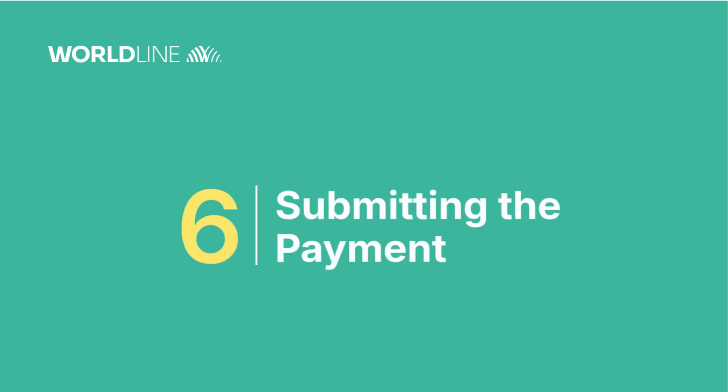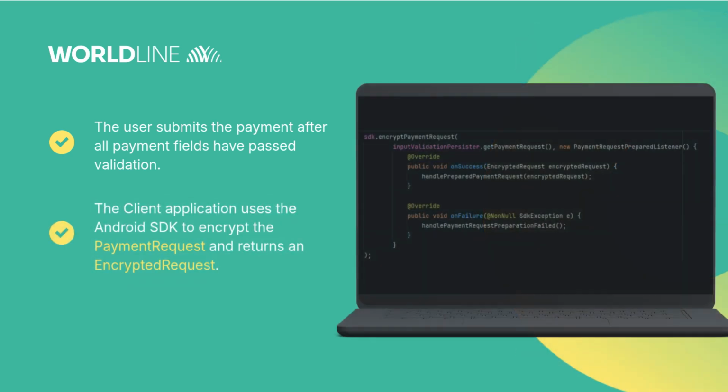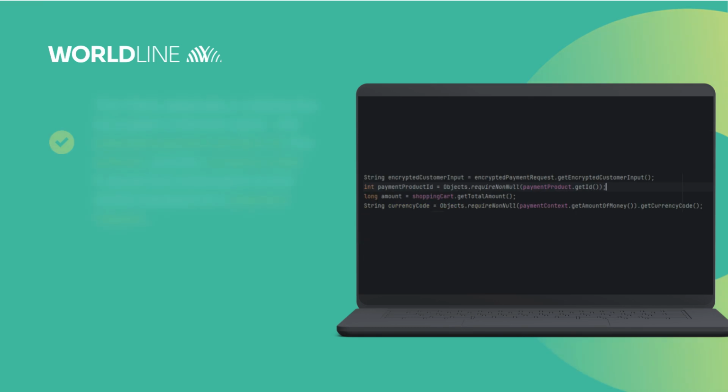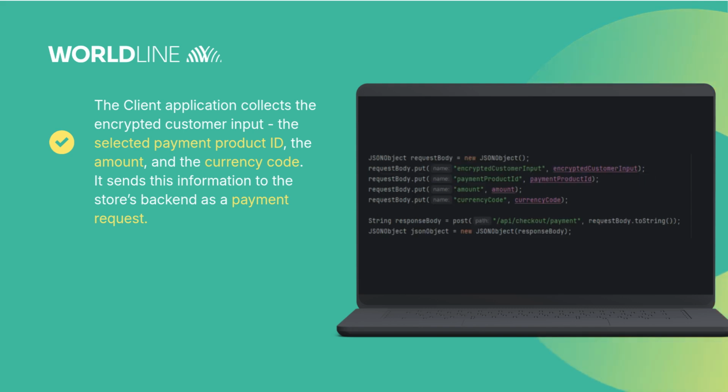Submitting the payment. The user submits the payment after all payment fields have passed validation. The client application uses the Android SDK to encrypt the payment request and returns an encrypted request. The client application collects the encrypted customer input, the selected payment product ID, the amount, and the currency code. It sends this information to the store's backend as a payment request.